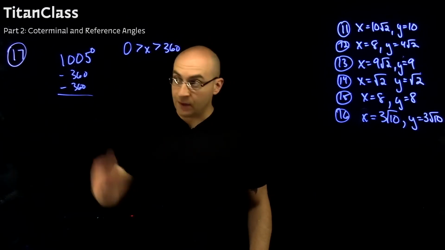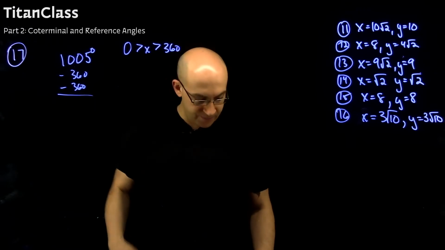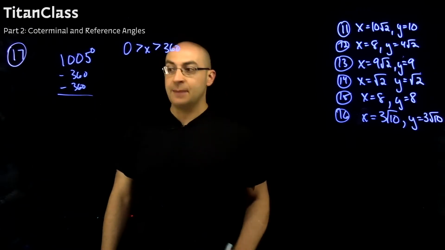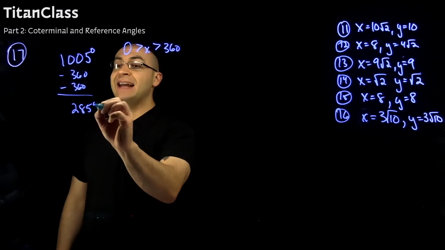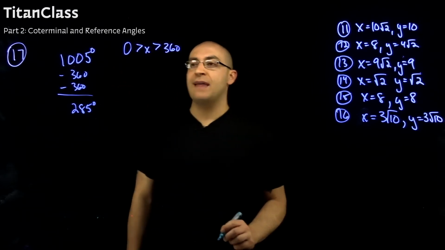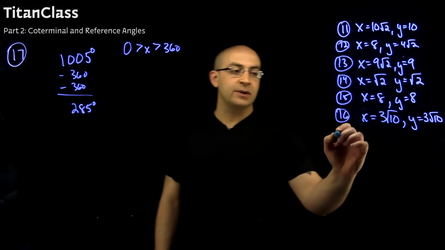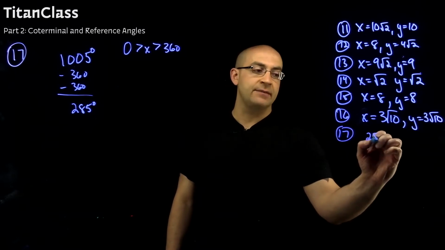So I'm going to do 1005 minus 720, right? And that's going to give us that value there. I'm going to get 285. That is a coterminal angle to 1005. So my answer here for number 17 is going to be 285 degrees.